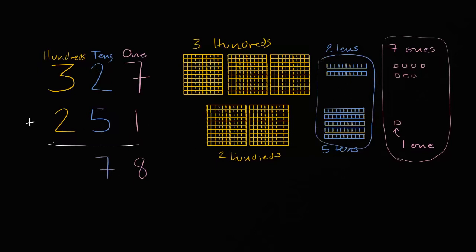And then finally, if you have 3 hundreds and you add 2 more hundreds, how many hundreds are you going to have? Well, you're going to have 5 hundreds. And you see these 5 groups of 100 right over here. So you're going to put a 5 in the hundreds place. So 327 plus 251 is 578. 5 hundreds, 7 tens, and 8 ones.